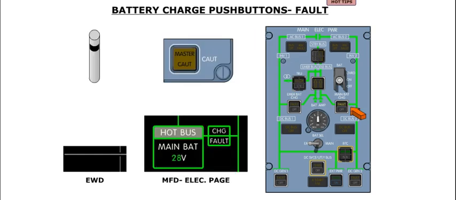The fault caption illuminates amber when the MFC detects a battery overheat or if the charge contactor fails to operate as commanded. In the case of an overheat, the charge contactor will automatically open. If one of the battery charge fault captions illuminate, a single chime sounds. Both master caution lights flash. An amber electrical battery charging message is displayed on the EWD. And an amber charging fault label is displayed on the MFD electrical page.